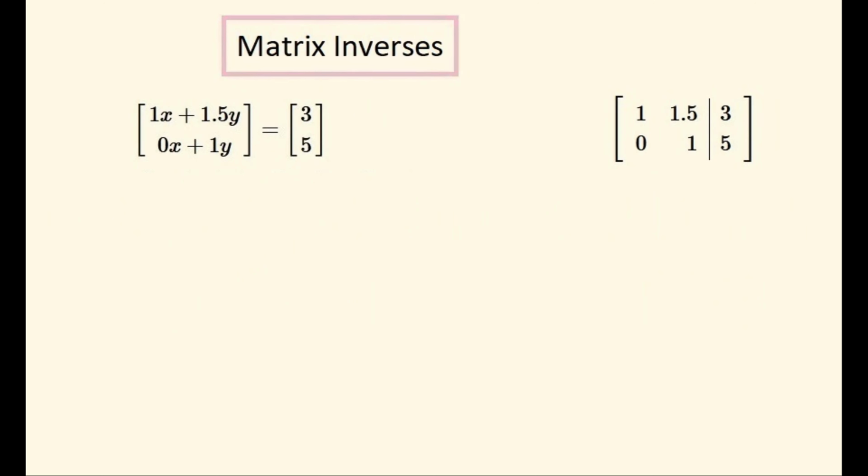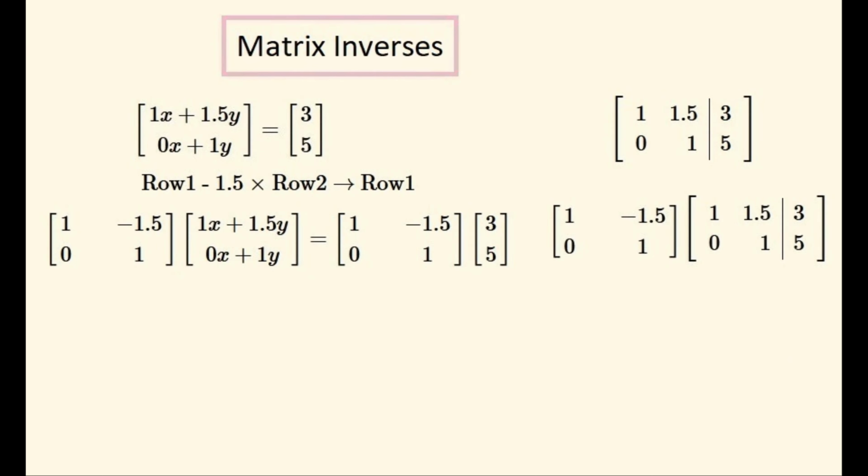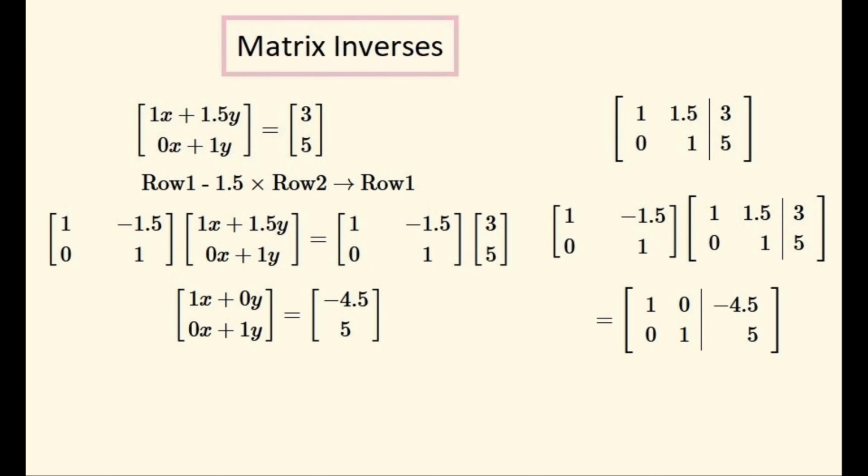And now for the last row operation. We need to eliminate the y term in the first row. We do this by multiplying it by this row operation matrix. And now the matrices are in the simplest form. We say that the augmented matrix is in reduced row echelon form. Simplifying the left-hand side gives us this equation, which is good enough to be the solution.